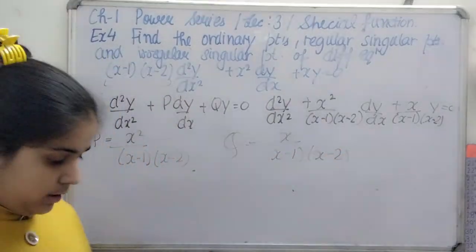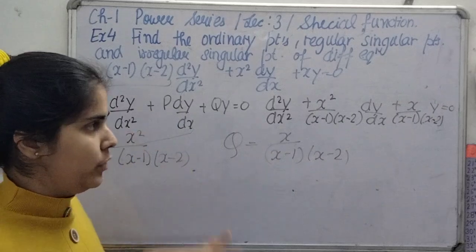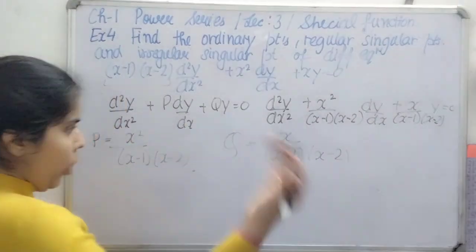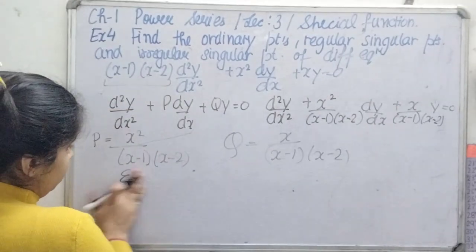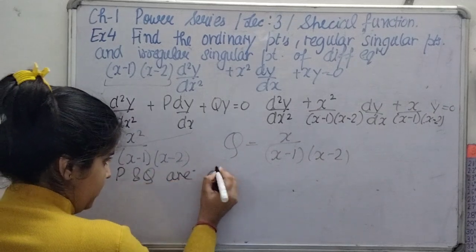Now clearly understand how to solve this question. See, when we have analytic, it means it should be defined. So this function is defined, or we can say it is analytic, at all points except where p and q are not defined.